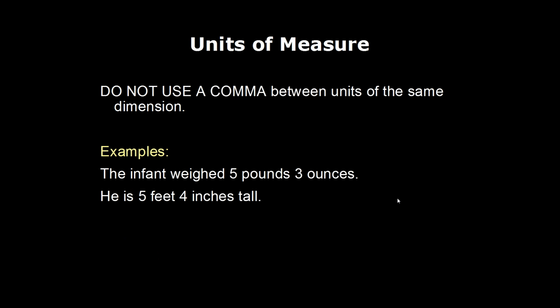And of course it says here, we were just covering this again, do not, and I put it in, I'm yelling at you now, do not use a comma between units of the same dimension, meaning weight, and see here you're talking about height. So the infant weighed 5 pounds 3 ounces. It might look strange to you now, but it will make sense, and it actually looks not strange to me because I'm used to it. So you don't put a comma between pounds and ounces or feet and inches.